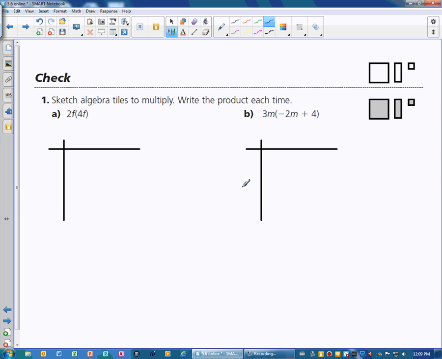Okay, so could you pause here? Could you try the check and then come back? All right, so welcome back. Here is the check. We're going to multiply 2f by 4f.